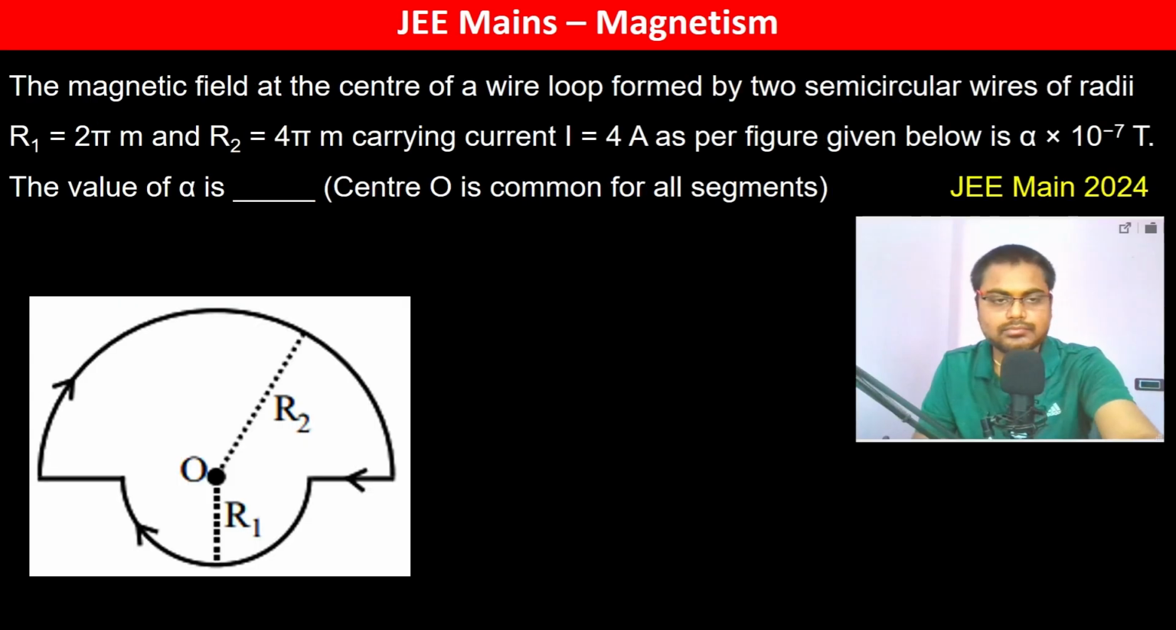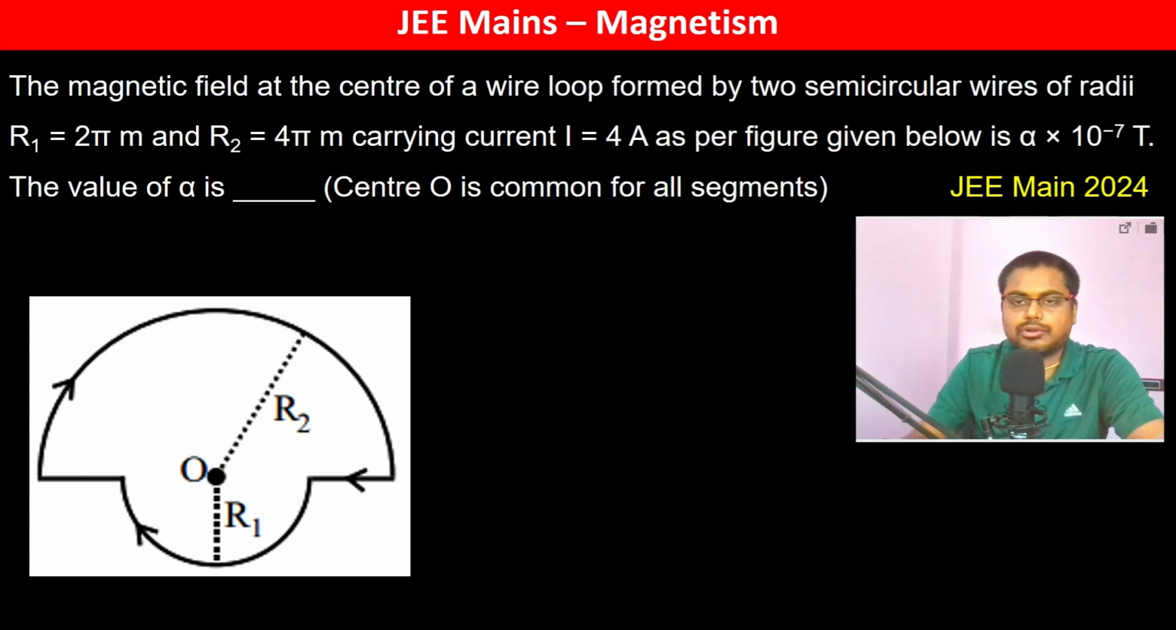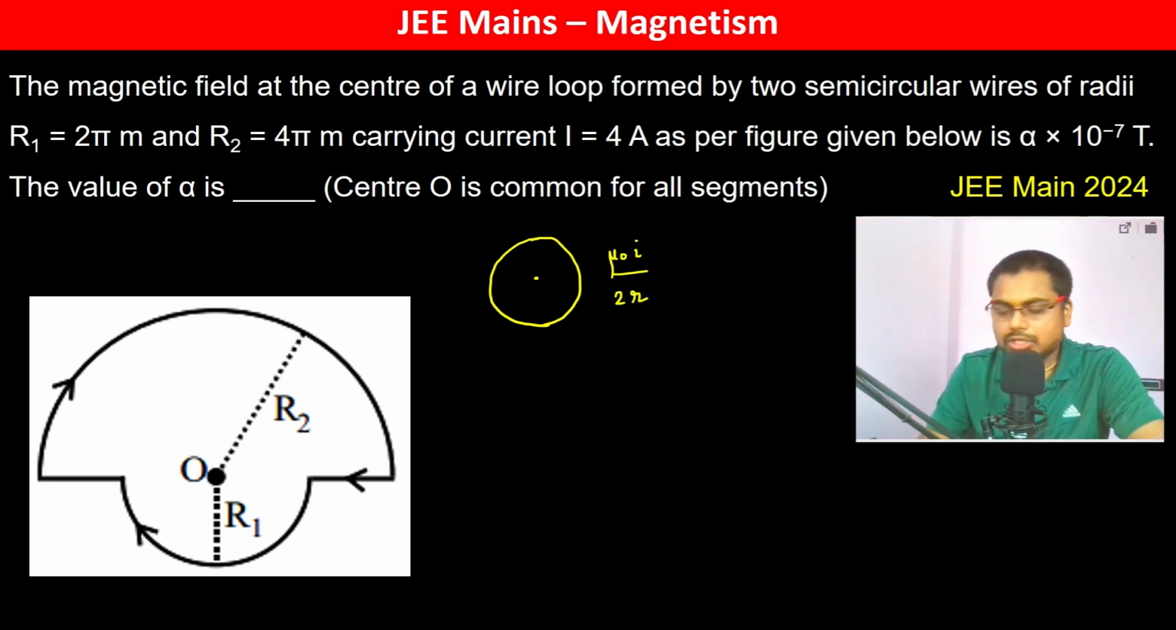The magnetic field in the center of the wire loop formed by two semicircular wires. So for a circular wire, we have the magnetic field at the center as mu naught I by 2R. So therefore, for a semicircular, it's going to be mu naught I divided by 4 into R. Now the magnetic field at the center formed by two of radius R1 and R2. So due to R1, this is for a semicircular wire.